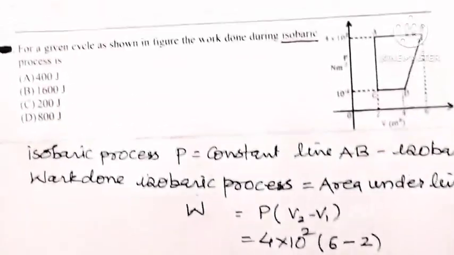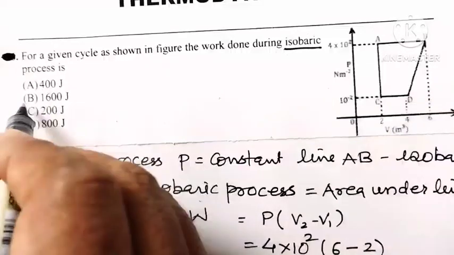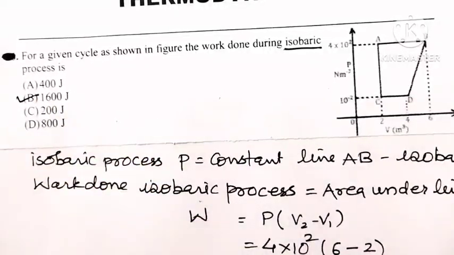1600 joule. So out of 4 options, option B is the correct option for this question. So what you have to remember, you must identify which line will represent the isobaric process. So line AB here represents the isobaric process, and you remember that work done during isobaric process is maximum, because the area under the line which represents the isobaric process is maximum. So the correct option for this question is option B.